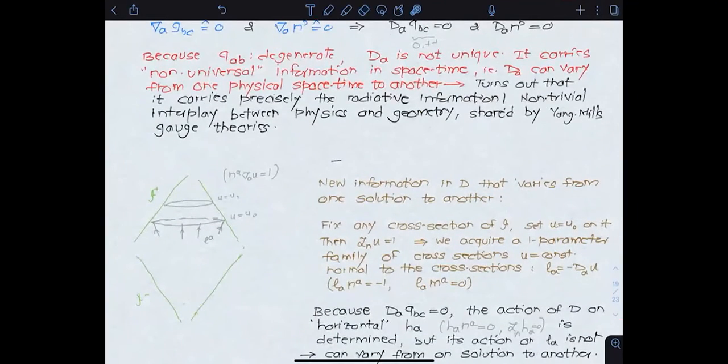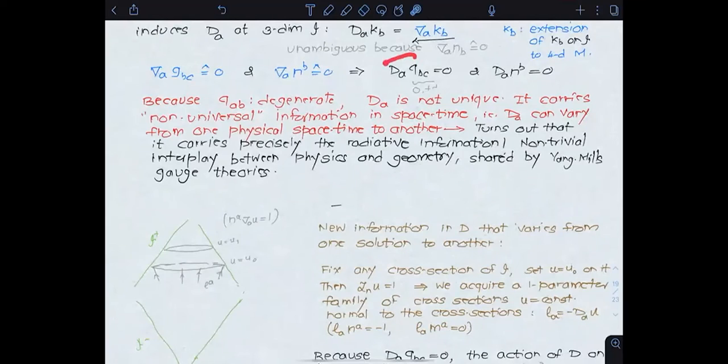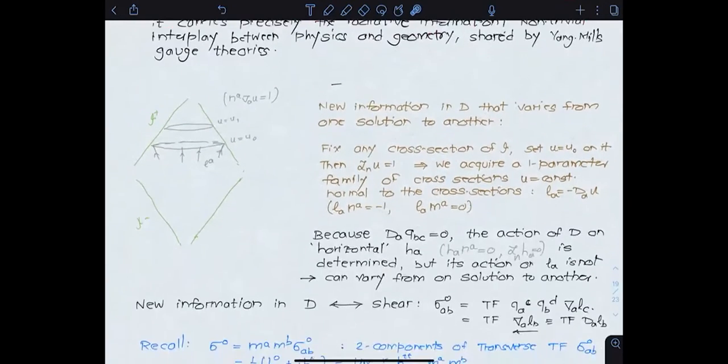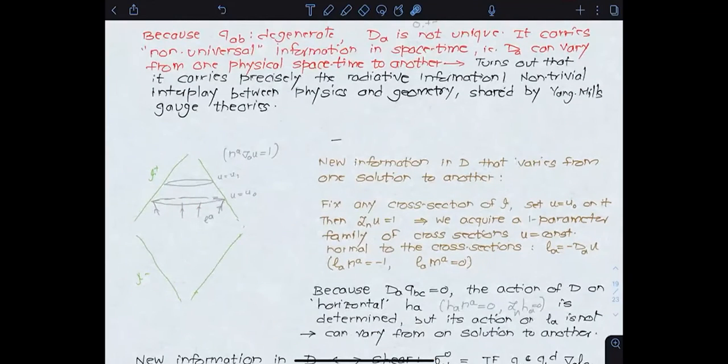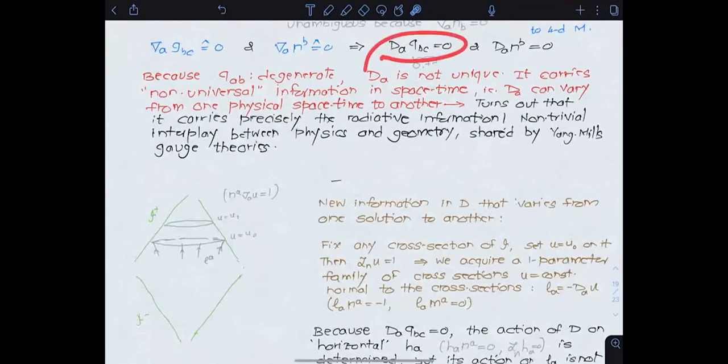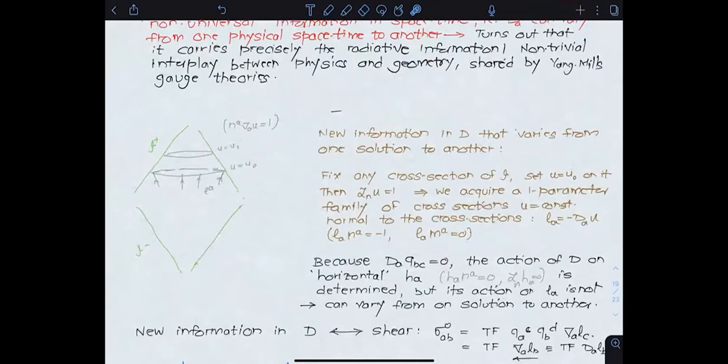because it is the case that d of q is equal to 0, the action of D on the horizontal one forms is completely universal. It is the same for all D. Given any horizontal one form, every D which kills the metric will have the same action. But it does not have the same action on the normal one form.